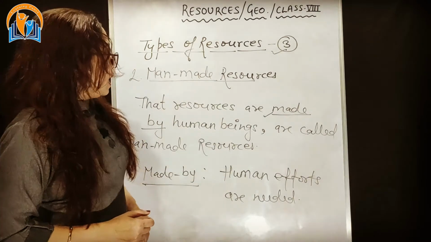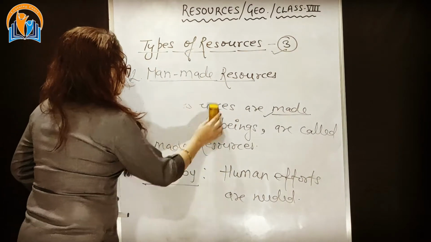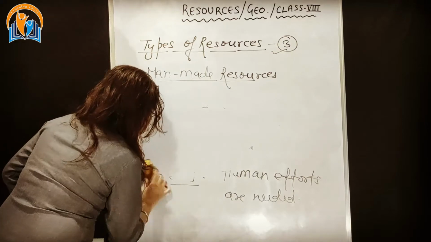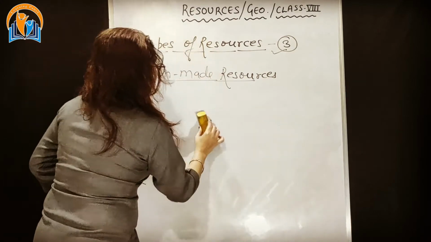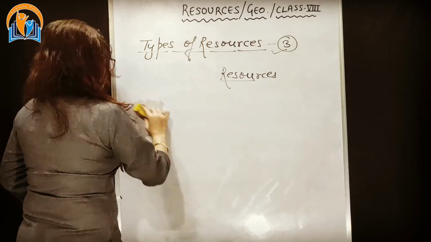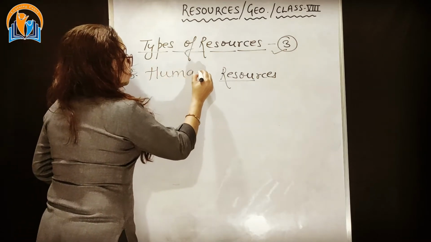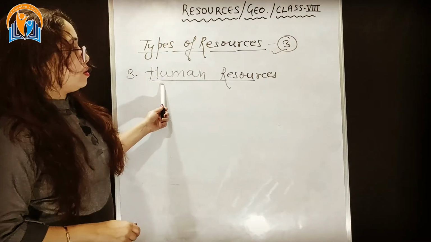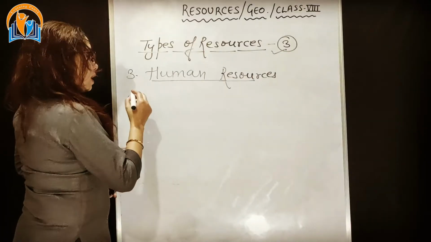Done? Now, let us come to the next and the last type of resources, that is human resources. Now we talk about human resources, number third and the last one. What do you mean by human resources? Once again, well, by the name it is clear. But once again, we have a sentence.